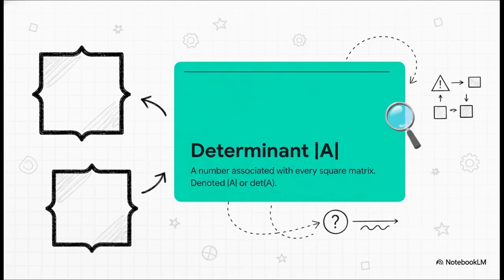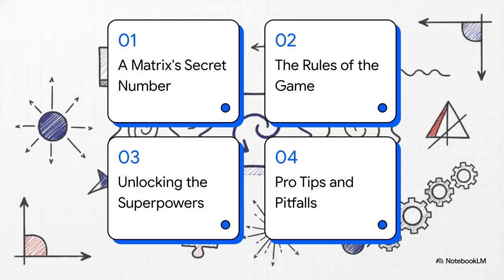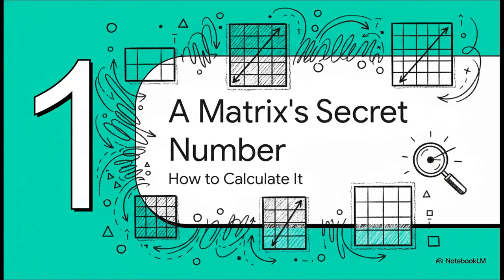So here's our game plan for the next few minutes. First, we'll find that secret number by learning how to actually calculate it. Then, we'll learn the rules of the game. These are the properties that'll save you a massive amount of time. After that, we unlock its superpowers, the real-world applications. And finally, we'll cover some pro tips and pitfalls for exam day. Ready? Let's go.